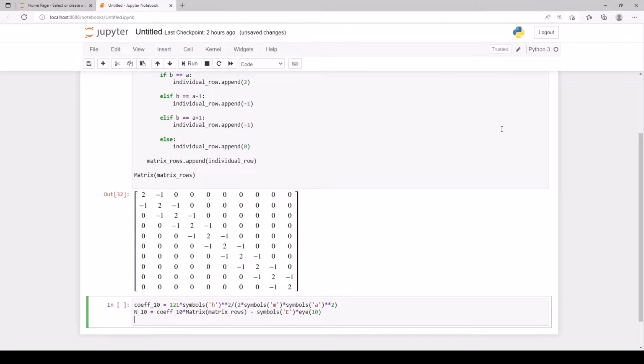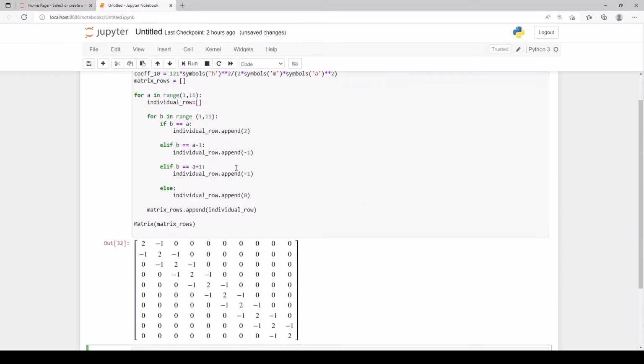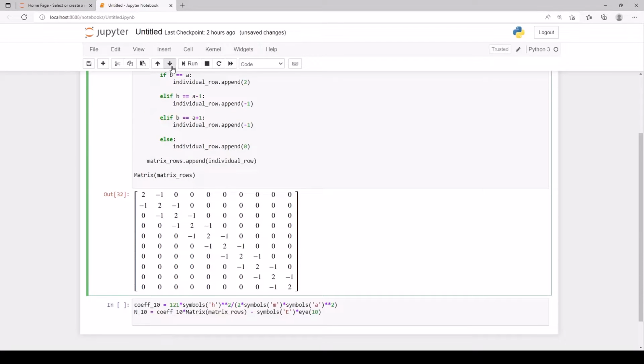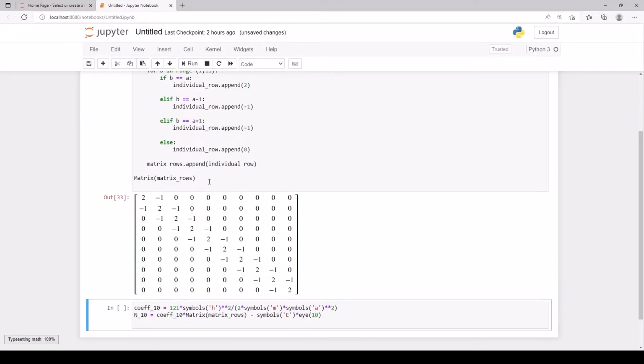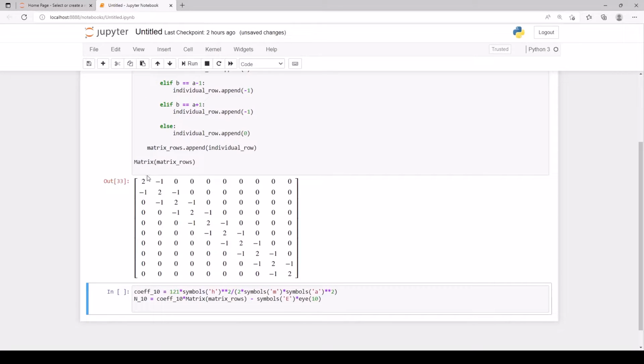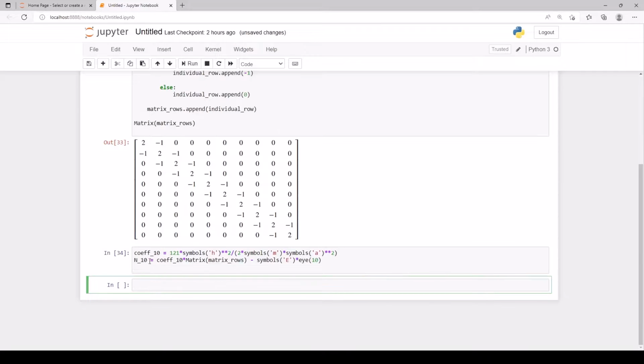Right, welcome to Python. I have kept all the code from part C, when we ran the n equals 10 case for the matrix. So this is our 10 by 10 matrix that we're supposed to have for H. We have the coefficient down here defined, and we have our n10 matrix defined. So n10 is going to be our matrix multiplied by the coefficient at the front. This is all defined from before.